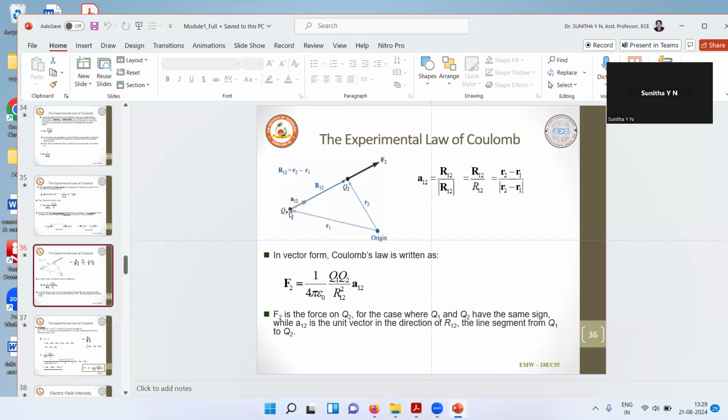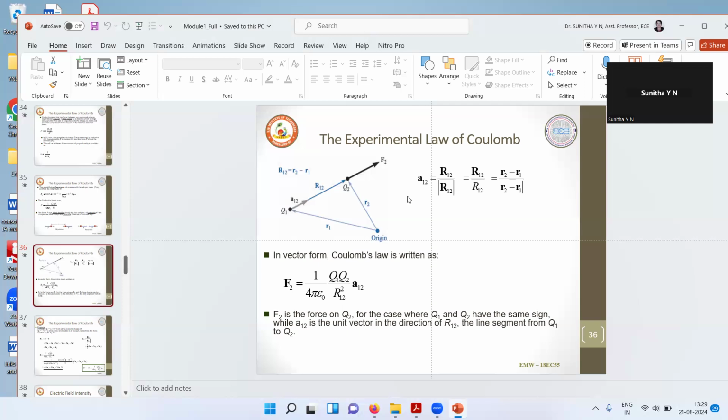So now we define a unit vector. What is a unit vector? A unit vector can be had along any vector direction, and it has a length equal to 1 in the direction of the vector itself. So R12 is a vector I have, and I can represent a unit vector in that direction, which has a length or magnitude of 1.